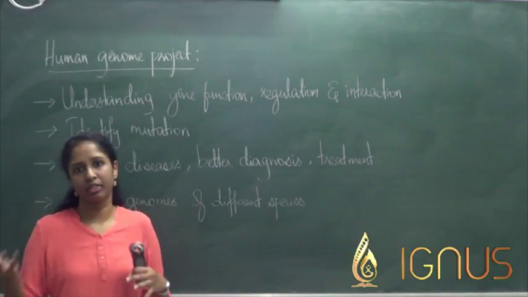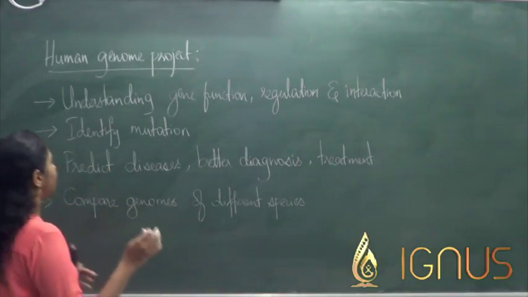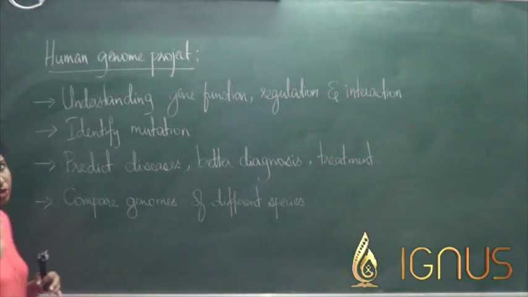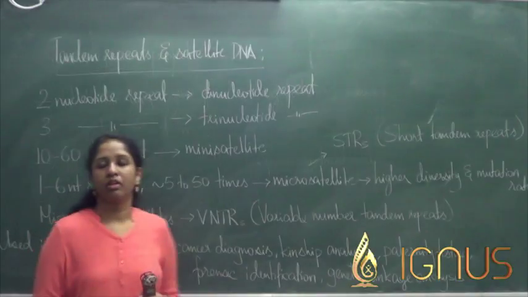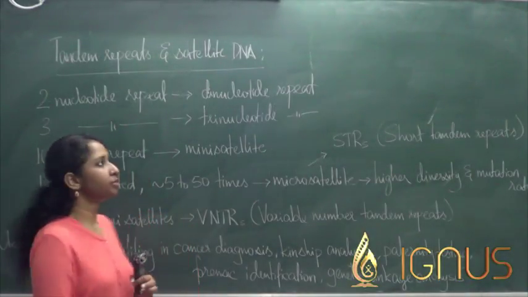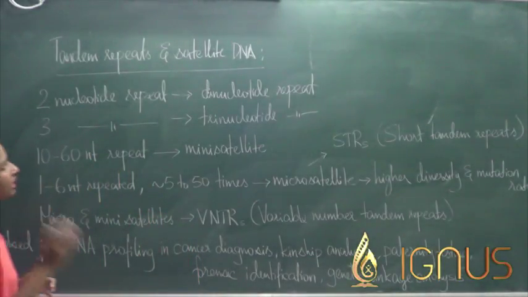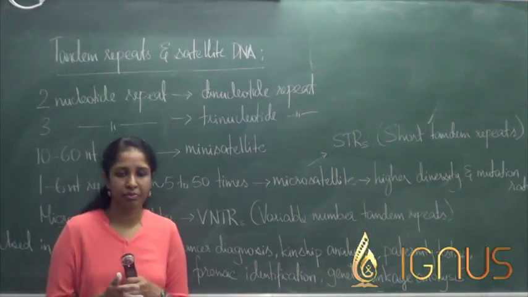Why are they different? How did they come about? So all of these things are applications of the Human Genome Project. A discovery from the Human Genome Project was tandem repeats and satellite DNA. Now what are tandem repeats?